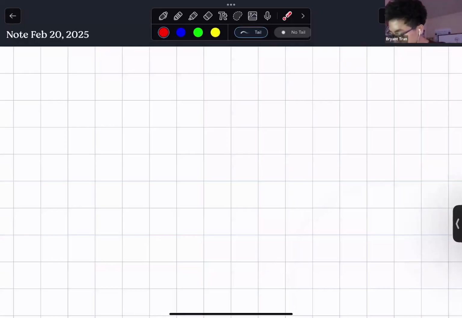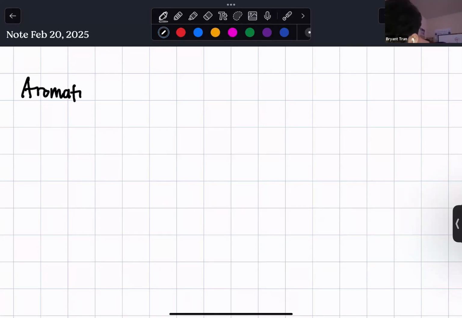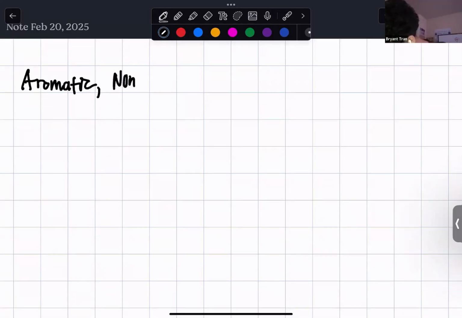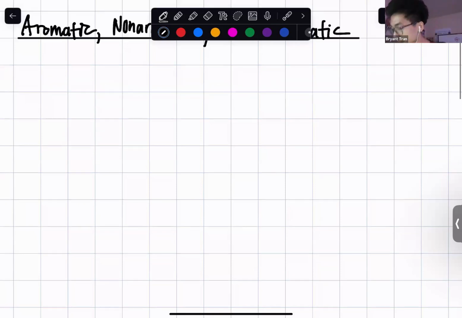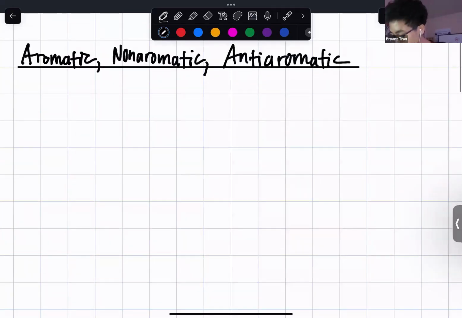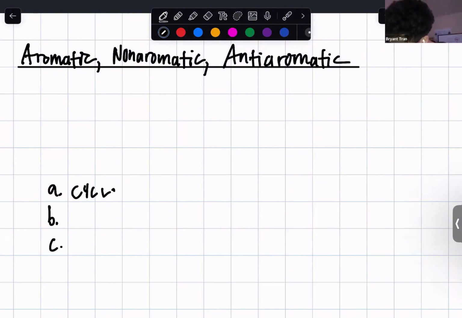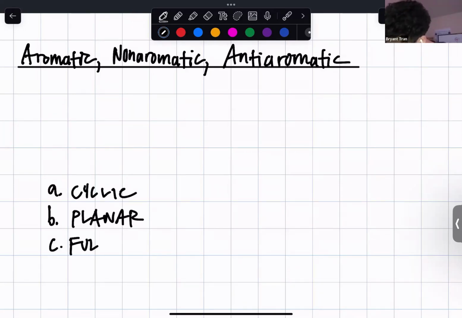So to determine if a molecule is aromatic versus non-aromatic versus anti-aromatic, we use this table that I have right here. To be considered either aromatic or anti-aromatic, the molecule has to fulfill these three conditions, let's call them conditions A, B, C. They have to be cyclic, they have to be planar, and they have to be fully conjugated.